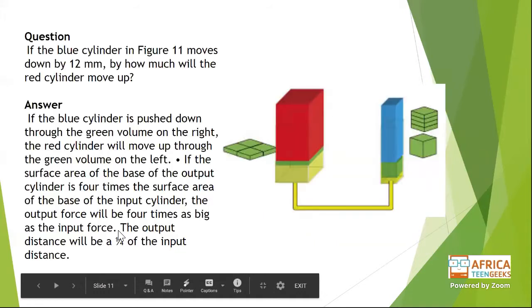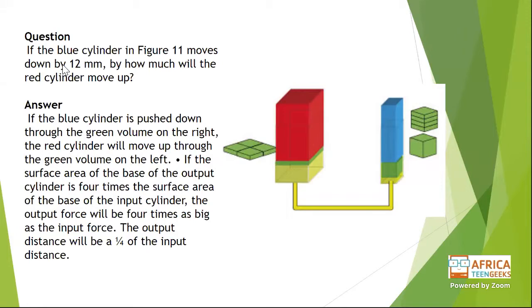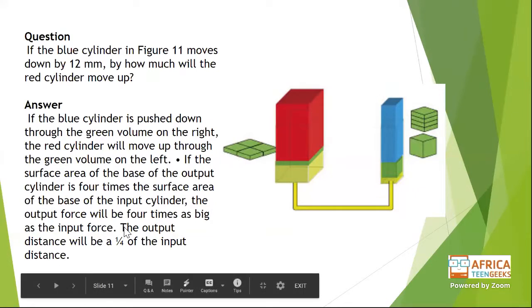Now, I think that answers the question. I want to clarify this question. If the blue cylinder in figure 11 moves down by 12 millimeters, how much will the red cylinder move up? Because we understand that this should form only a quarter of the size of this input cylinder. The answer is that if the blue cylinder is pushed down through the green volume on the right, the red cylinder will move up through the green volume on the left. If the surface area of the base of the output cylinder is four times the surface area of the base of the input cylinder, the output force will be four times as big as the input force. The output distance will be a quarter of the input distance.